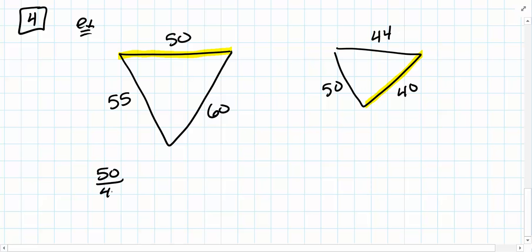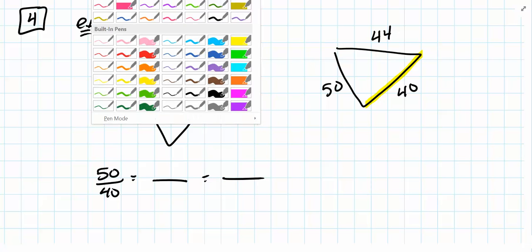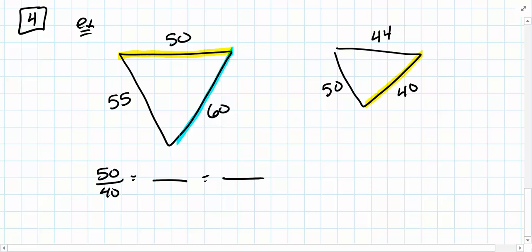Good. I'm going to leave a space, and then I'm going to go to the largest one. What's the largest one on the left? 60. Largest one on the right? 50. There we go. Okay. So, write that in. Where am I at? 60 to 50. Okay, now, what else do I have? What's left? Yeah, 55 to 44.